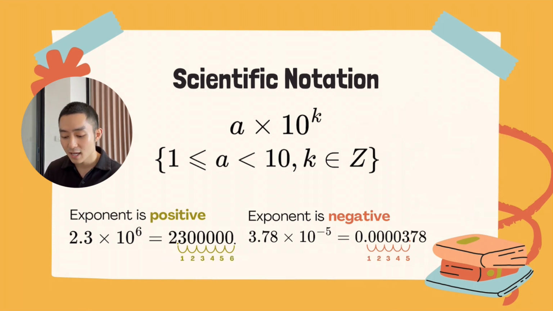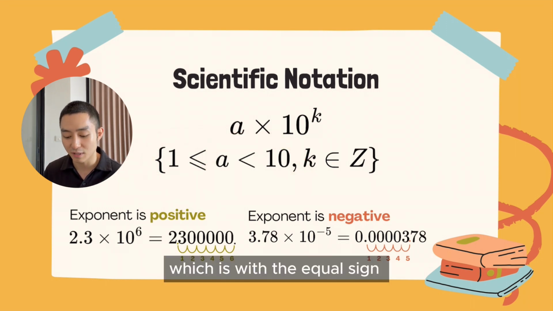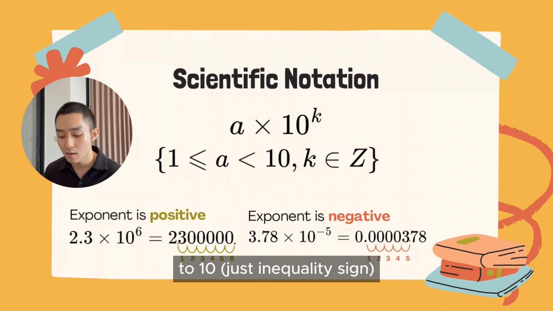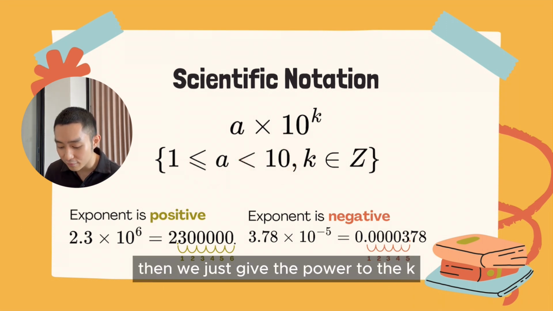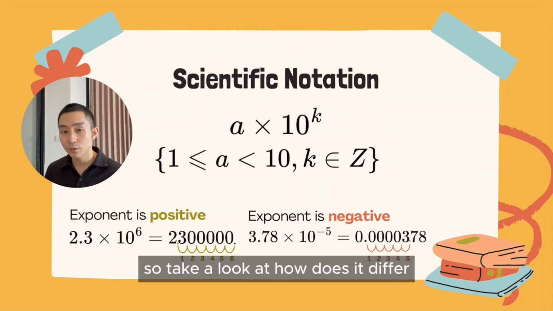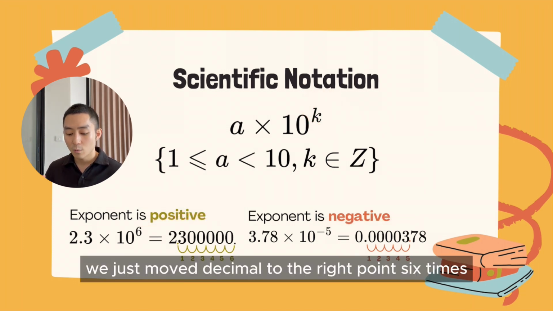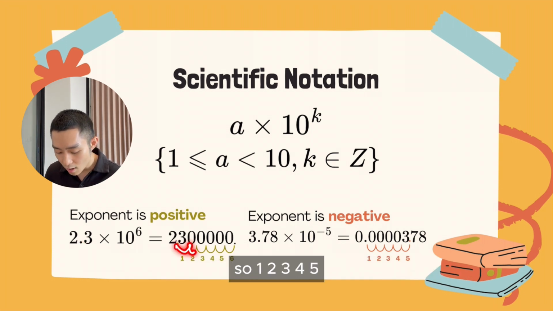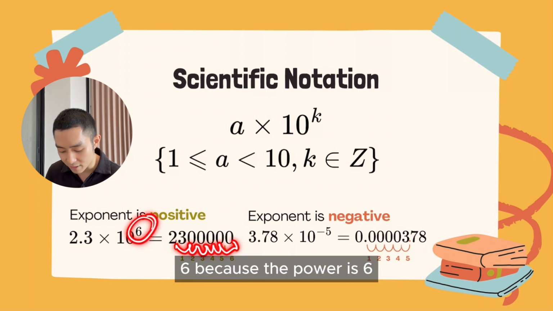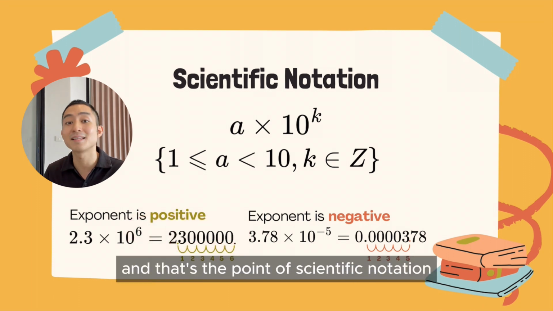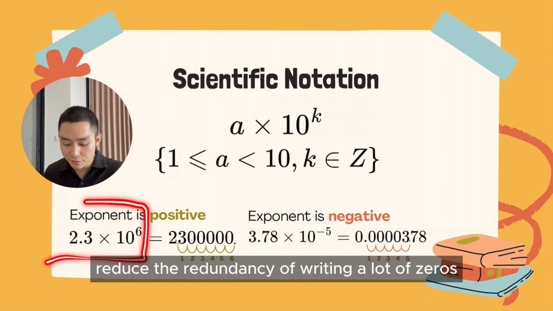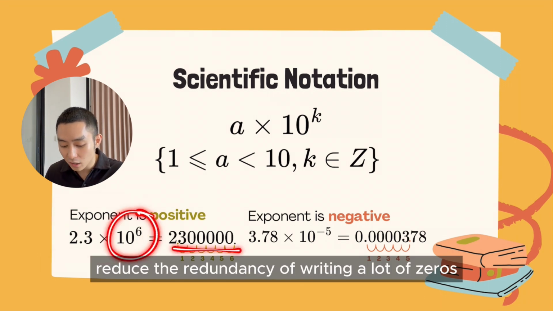And for a, it can be any number starting from 1, inclusive, up to 10, because if it's exactly 10, then we just give the power to the k. So take a look at how it differs when the exponent is positive and negative. For positive, we just move the decimal point to the right 6 times: 1, 2, 3, 4, 5, 6, because the power is 6, and that's the actual number. And that's the point of scientific notation: reduce the redundancy of writing a lot of zeros.